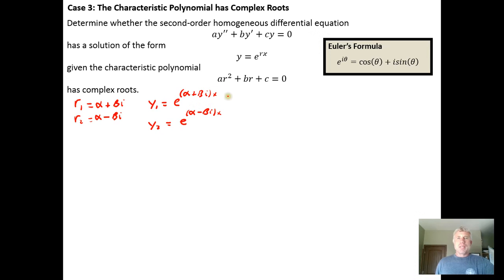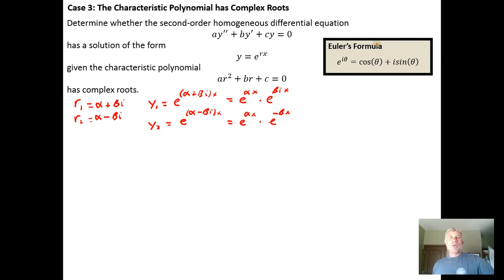And then what we want to recognize is that this can be broken into pieces. The e to the sum of two things can be rewritten as e to the alpha x times e to the beta i x, because when we have the same base and we take the product of those bases, we add the exponents. So here this can be broken into e to the alpha x times e to the opposite of beta i x.